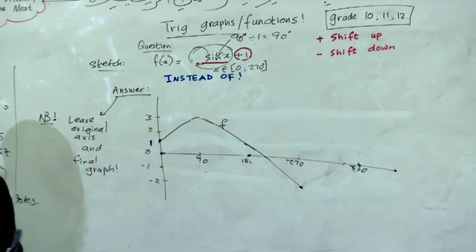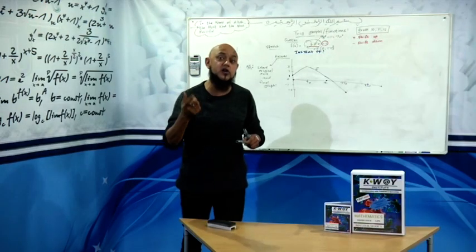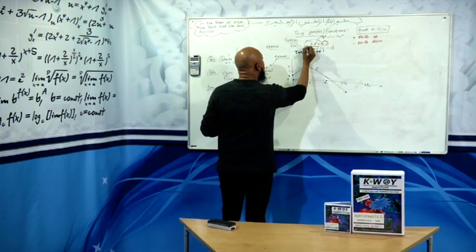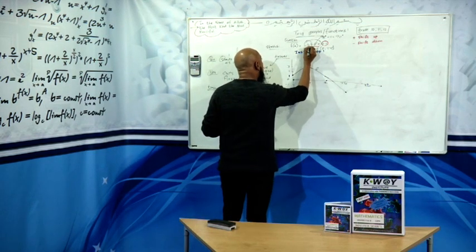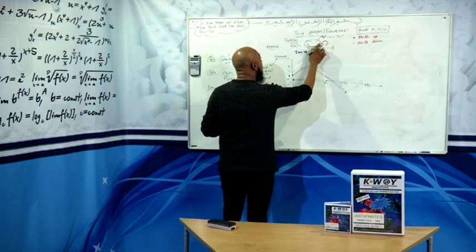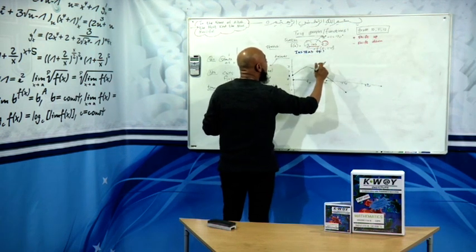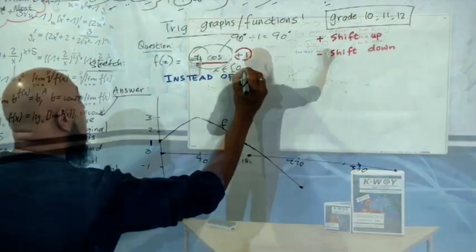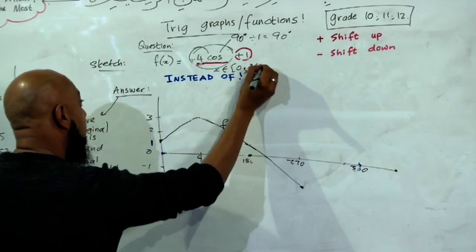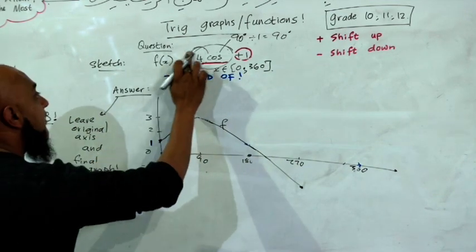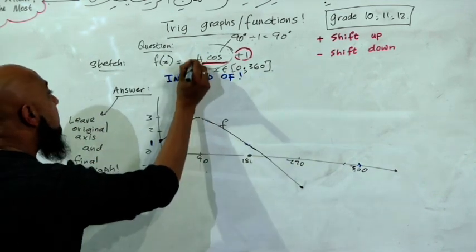I'm going to give you guys homework till our next show, because we're going to continue with trig functions into our next show. I'm now going to tell you to draw the graph minus 4 cos x plus 1, where x is an element of 0 to 360 degrees. Okay, guys? Minus 4. So that would be your homework until our next show.